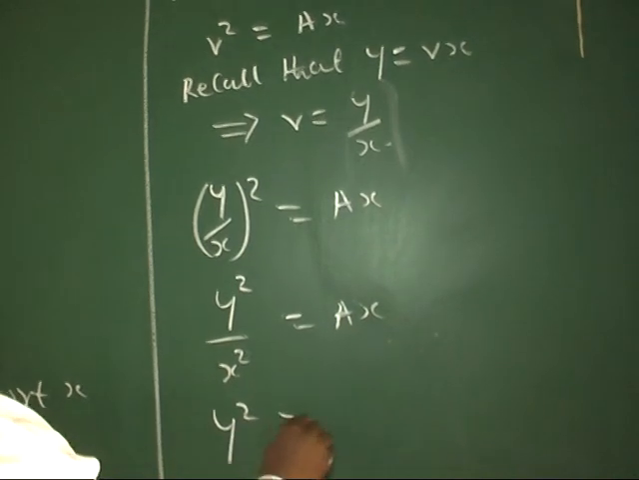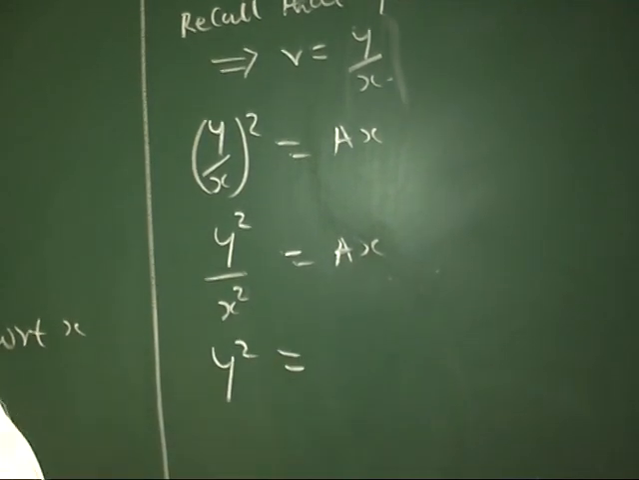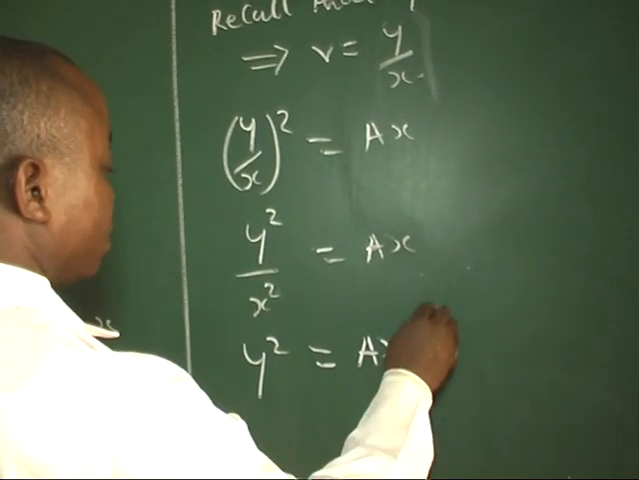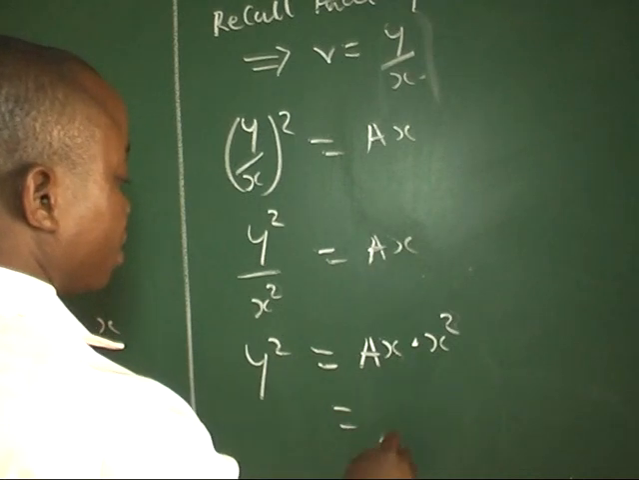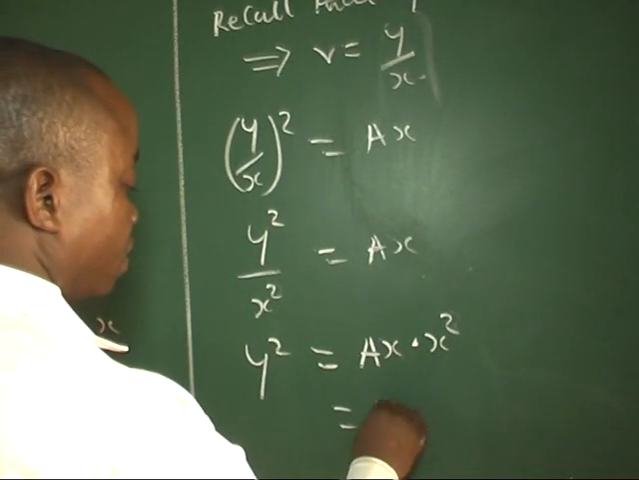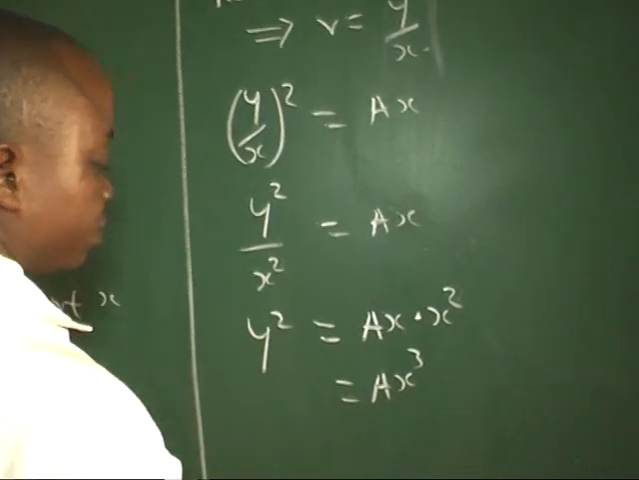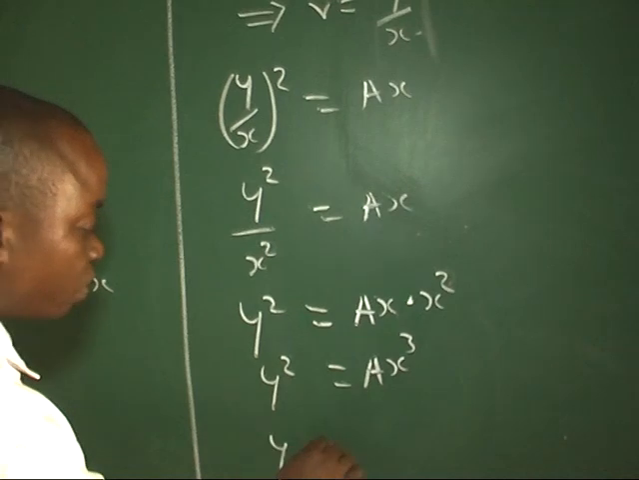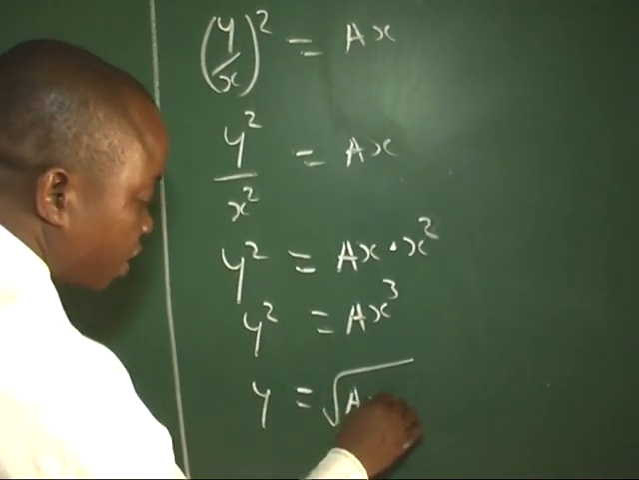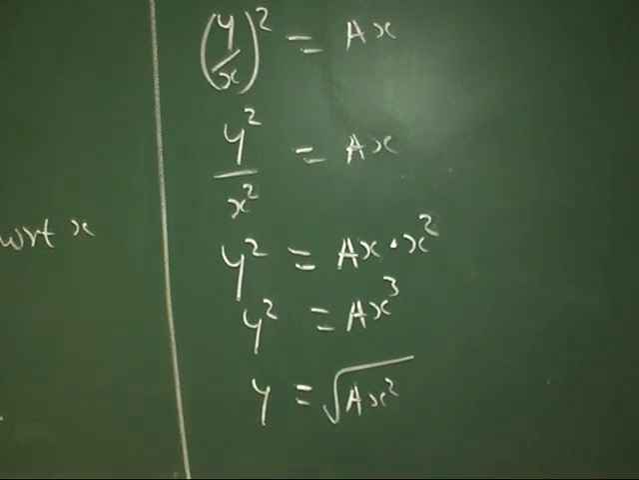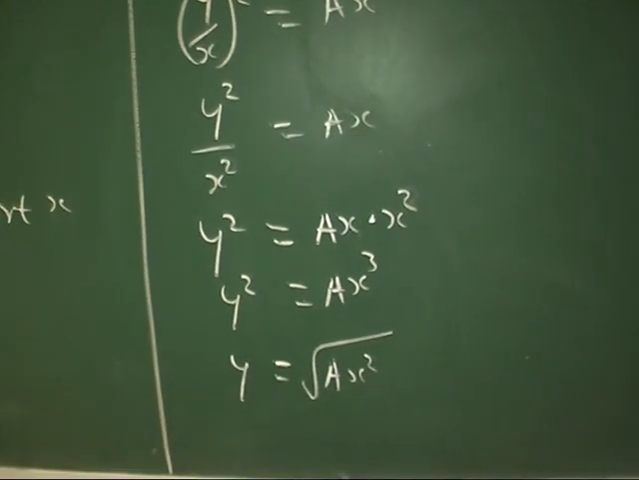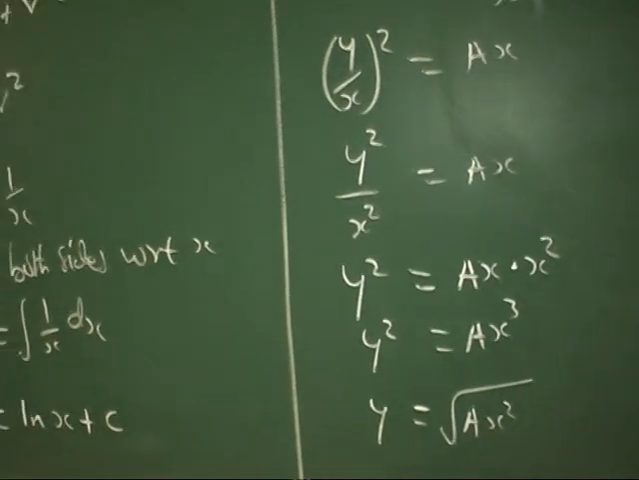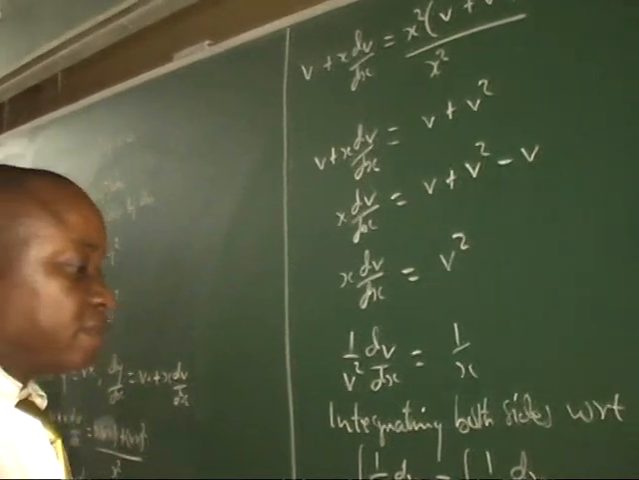Now, by cross multiplication, y² will be ax times x², which is equal to ax³. So that is y² equals ax³, so that y only is the square root of ax³. So this is how we can solve to get the function. It is very easy to deal with the substitution method.